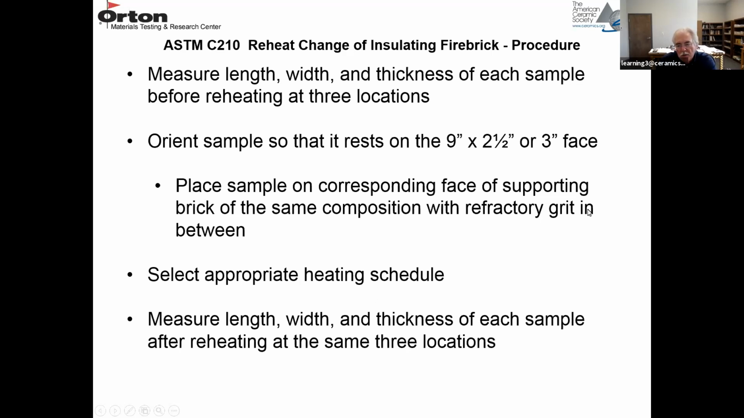You could put a refractory grid in between. You don't want to restrict the shrinkage. If you place it on the furnace floor of a material that's not shrinking, there'll be some friction and that side of the brick will shrink less than the top. So you place it on a refractory brick of the exact same composition that shrinks the same, so there's no interference with the length change. You pick the heating schedule for the composition. And then after the test, you measure the length, width, and thickness at the same locations.